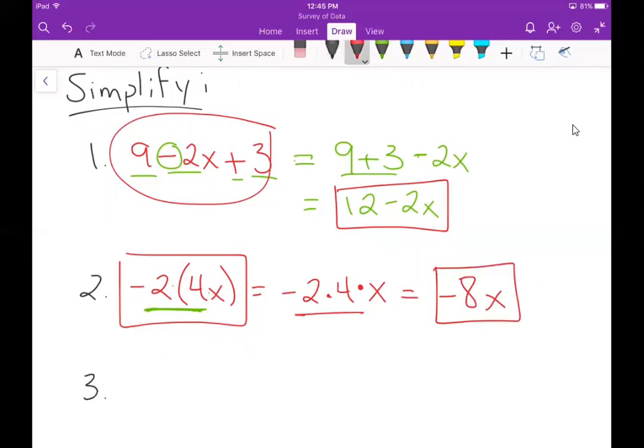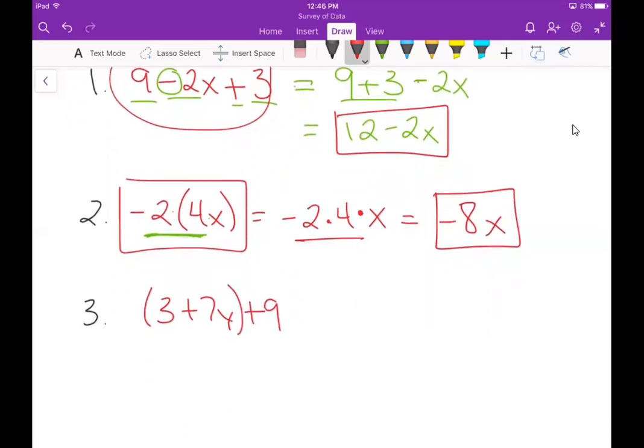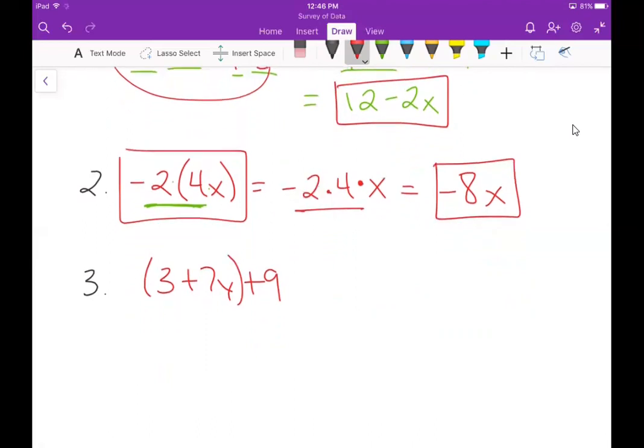Let's look at one more here before we move on to another law to help us simplify. The same thing is true for addition. So let's say I have an expression that tells me to take 3 plus 7y first and then add 9. Well, again, because I can do addition in any order that I want, from left to right or flip them around, I don't need those parentheses. The only operation here happening is plus. So I can take those parentheses away. That's the same thing as 3 plus 7y plus 9.